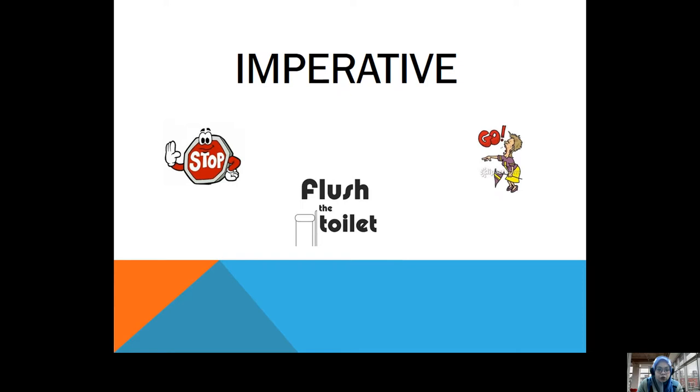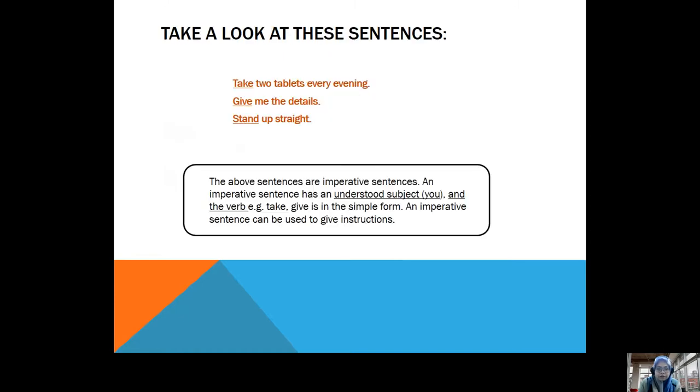So, example like this, stop. Even though it's just a one word stop, but it clearly understood. Okay, clearly understood for anyone, which is you need to stop. Go. Go lah. Okay. Flush the toilet. Simple. So, imperative is a verb yang bila kita baca tu, kita tahu what is the action that we need to follow.